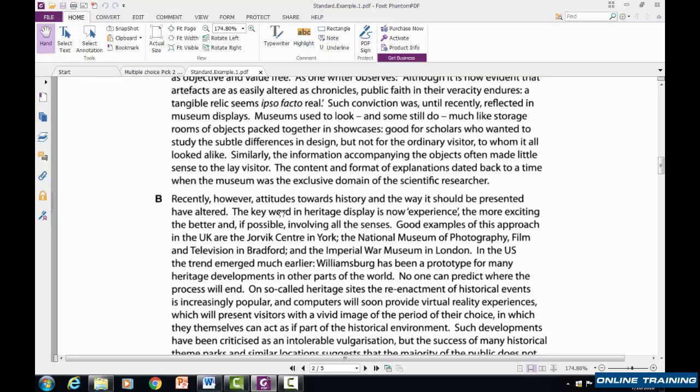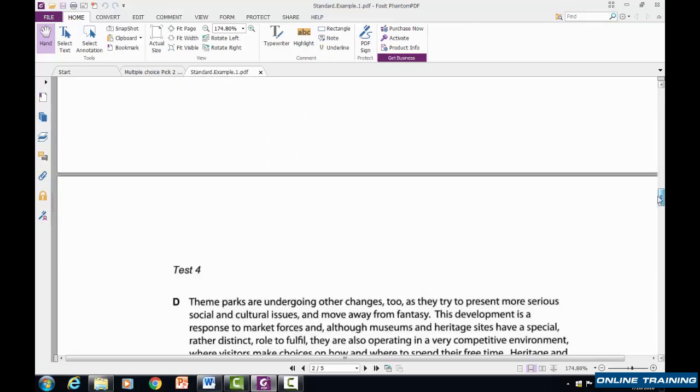So it says, recently, however, attitudes towards history and the way it should be presented have altered. The keyword in heritage display is now experience. The more exciting, the better, and if possible, involving all the senses. All right, let me double check that that's our keyword sentence.